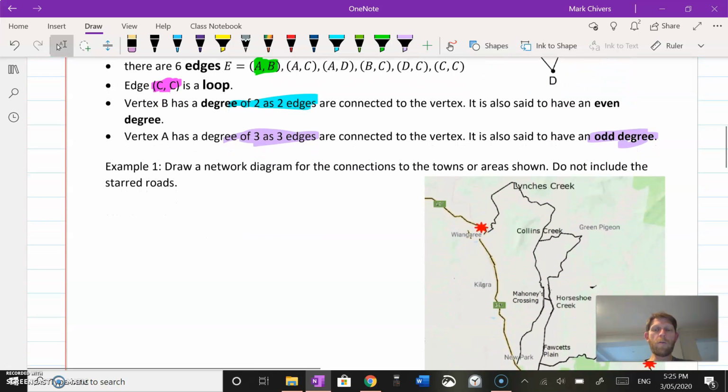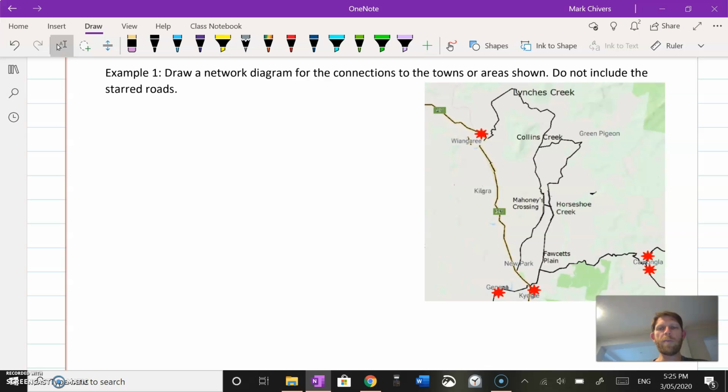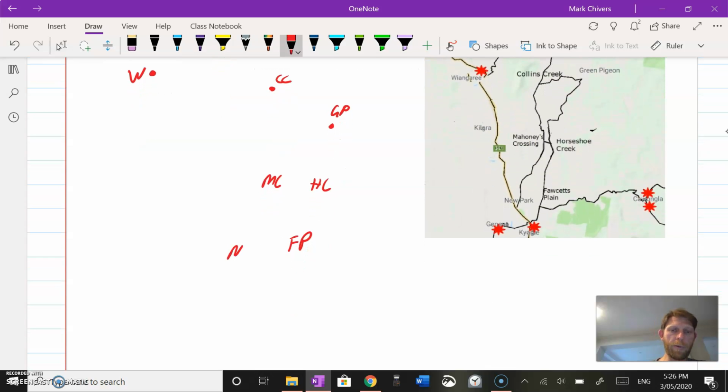Okay, so when we draw a network diagram, sometimes you need to draw it twice, but generally the best idea is to start with drawing your vertices. So if I start there, I'm drawing a network for these towns. So there's Wyangry, and up here I'm going to call that LC for Lynch's Creek, and down here I'm going to call that CC for Collins Creek, and over here I'm going to have GP for Green Pigeon. And then down here I'm going to have an MC for Mahoney's Crossing and a HC for Horseshoe Creek. Then there's an FP down here, Fawcett's Plain. There's an NP here for New Park.